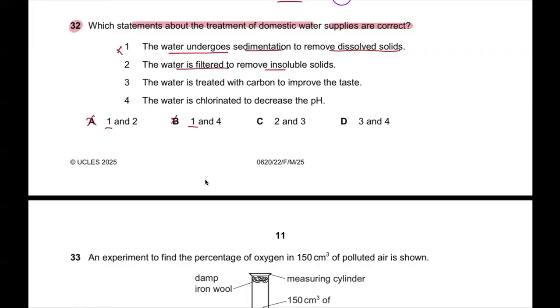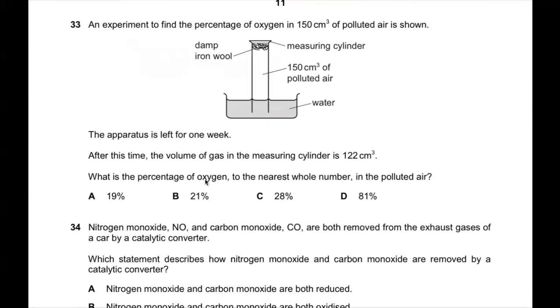The water is filtered to remove insoluble solids. Yes, to remove insoluble solids we can do filtration, so statement 2 is correct. And there is no statement 2 in option D, so option D goes wrong and option C is correct. Now let's analyze these. The water is treated with carbon to improve the taste. Yes, because if there is any bad taste or smell, it is absorbed by the carbon. The water is chlorinated to decrease the pH. Not at all. It is chlorinated to kill the bacteria, right? So 2 and 3 are correct. So option C.